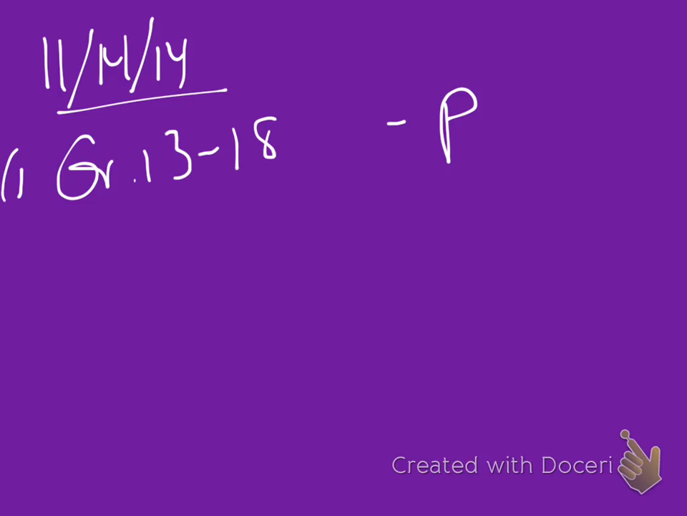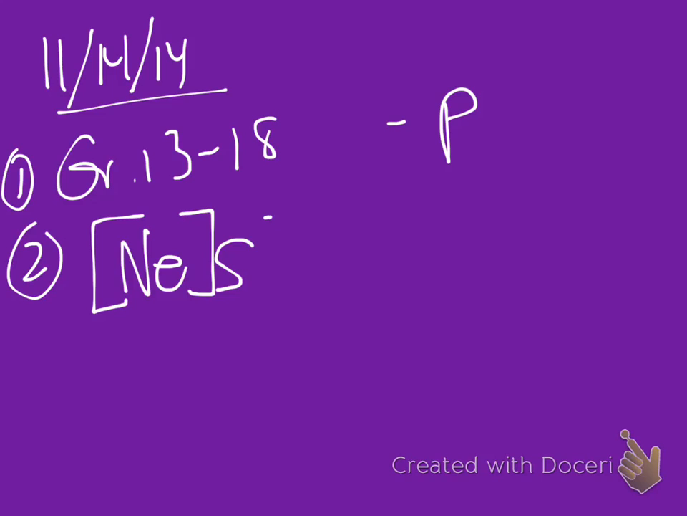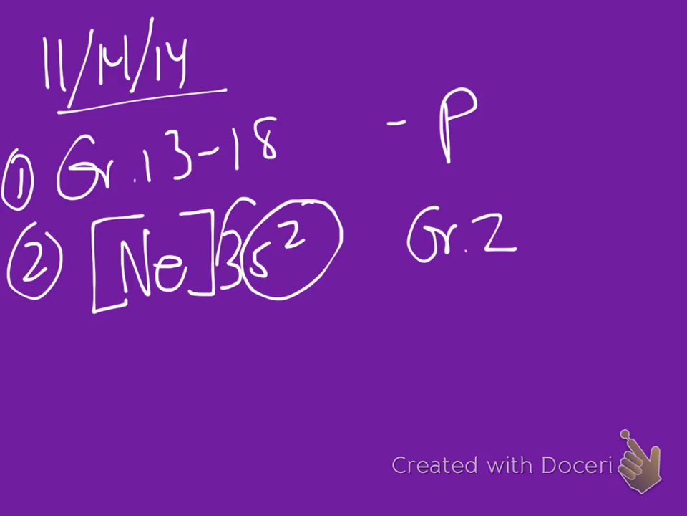Number 2, if we have an element that has an electron configuration of 3s2, what group and what period is it in? Group 2, period 3. You know that it's group 2 because of this, and you know that it's period 3 because of that. So that was option B.